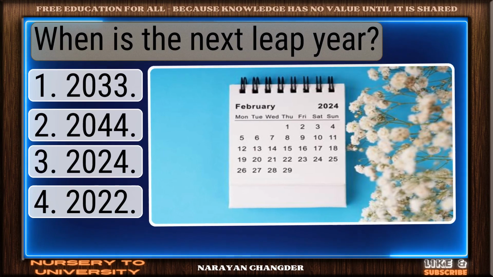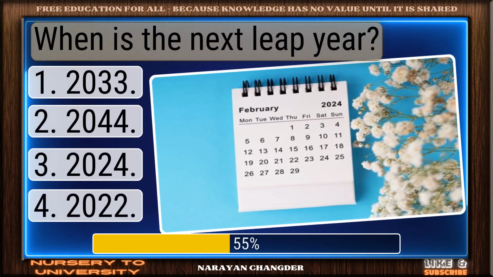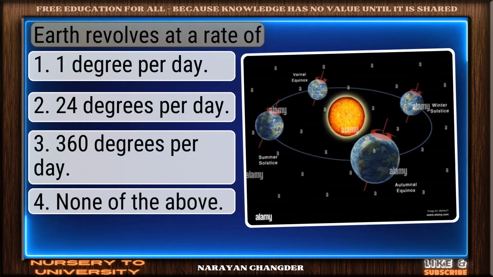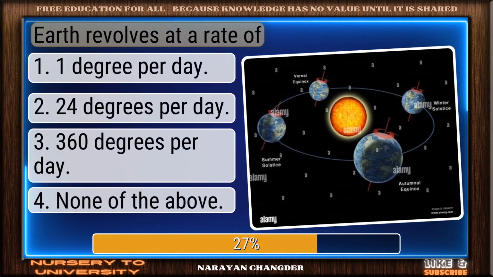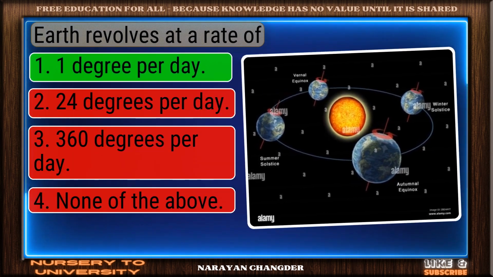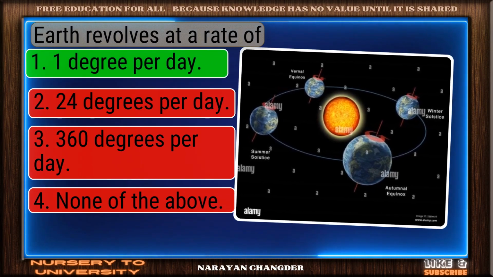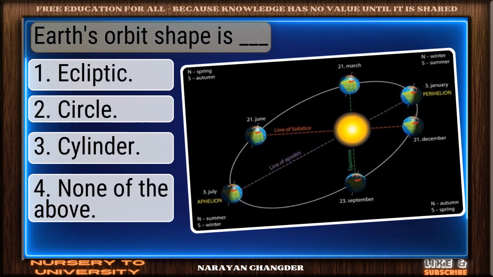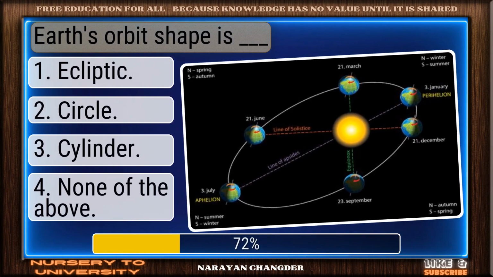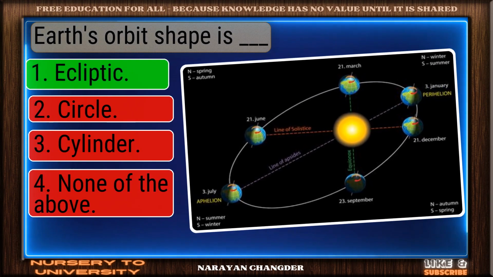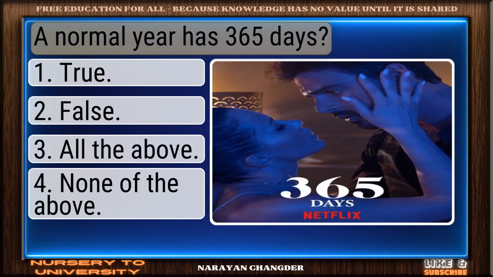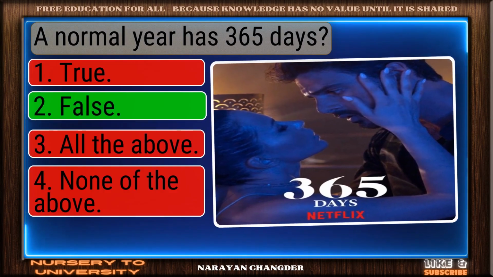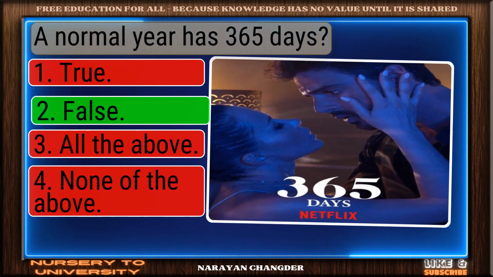When is the next leap year? Well reasoned. 2024 is the correct choice. Earth revolves at a rate of. Clear logic. Your choice 1 degree per day is sound and 100% true. Earth's orbit shape is dash. On track. Ecliptic is the correct answer. A normal year has 365 days. Sharp thinking. False is the right choice.